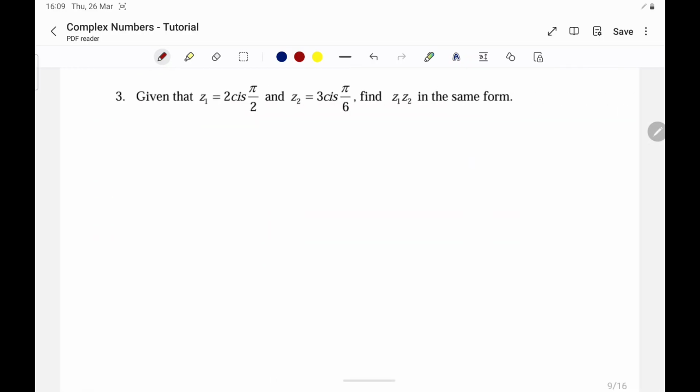Now we proceed to the next question, which is question 3. Given that z1 is equal to 2 cis pi over 2 and z2 is 3 cis pi over 6, find z1 z2 multiplication. Okay, for this question, to find the multiplication of z1 and z2, right now it is in polar form. So for polar form, the formula for z1 multiplied with z2 is equal to r1 multiplied with r2 cis theta 1 plus theta 2.